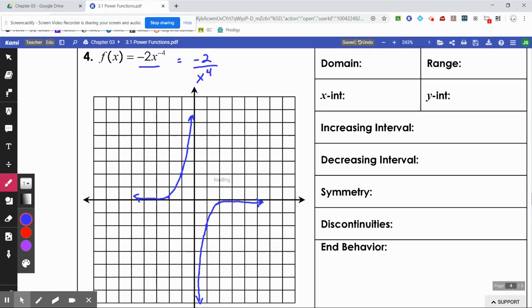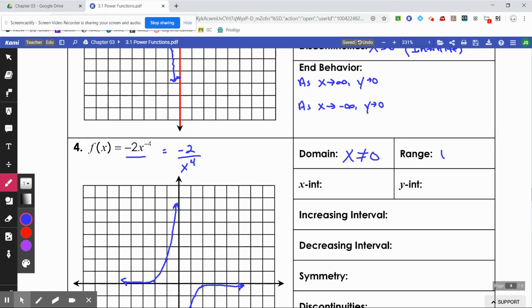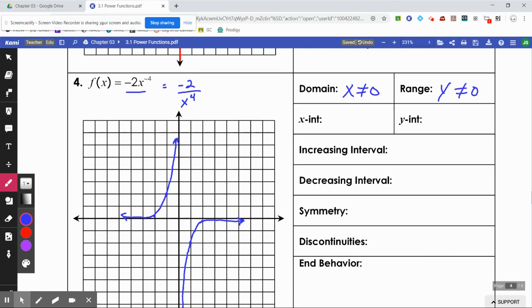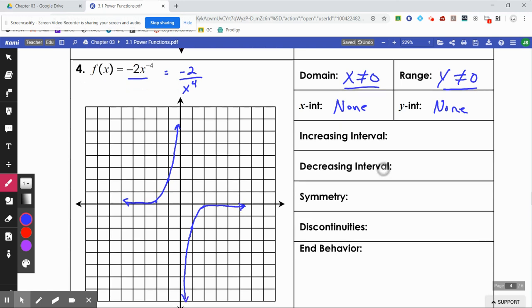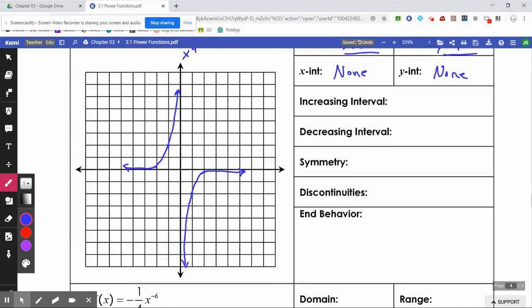Again, you do have those same horizontal and vertical asymptotes, so x is not going to be 0 and y in these cases are not going to be 0. Your x-intercept and y-intercept, there are none. And again, if you think about the reason why, x is never 0, y is never 0, so you can't cross the x-axis or y-axis.